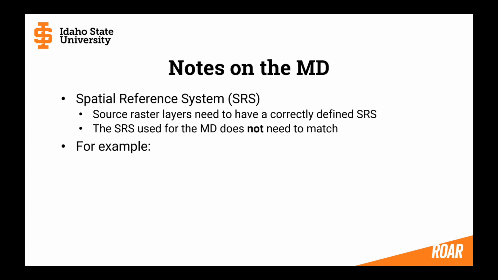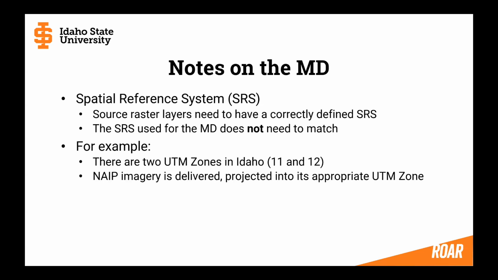Okay, now when we create our Mosaic dataset, the spatial reference system that we use for the Mosaic dataset does not need to match any of the spatial reference systems used by the source raster data. In other words, I don't need to choose UTM zones 11 or 12. In fact, when we serve the NAPE imagery, what I do is I use Idaho Transverse Mercator NAD83 as the spatial reference system for the NAPE Mosaic dataset.